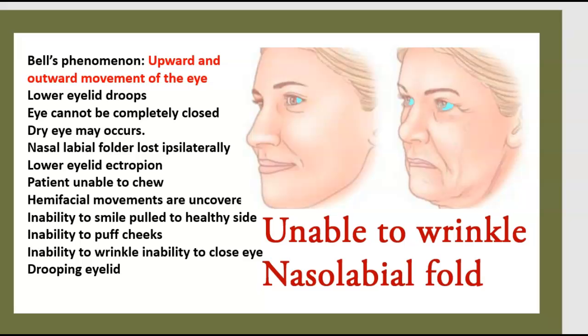Bell's phenomenon, upward and outward movement of the eye. Lower eyelid drops, eye cannot be completely closed. Dry eye, nasolabial fold lost ipsilaterally, and lower eyelid ectropion. Patient unable to show teeth, inability to smile, inability to puff cheeks, inability to wrinkle, inability to close eye.